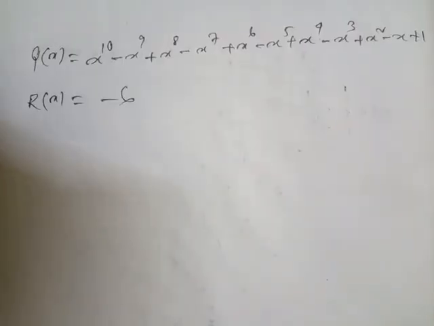So student, question number 4 Roman 4, the quotient is this one as you can see in the video, and the remainder is minus 6. So you have to watch the whole video, and after that you have to write in your copy.